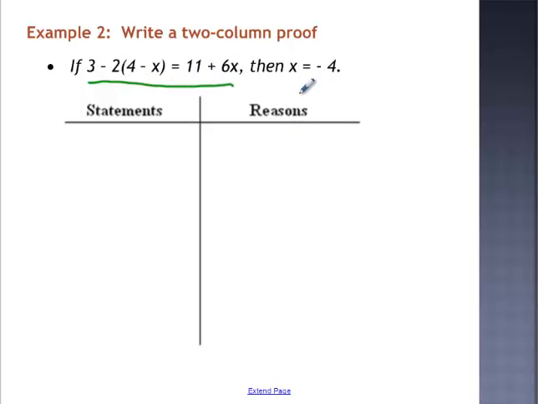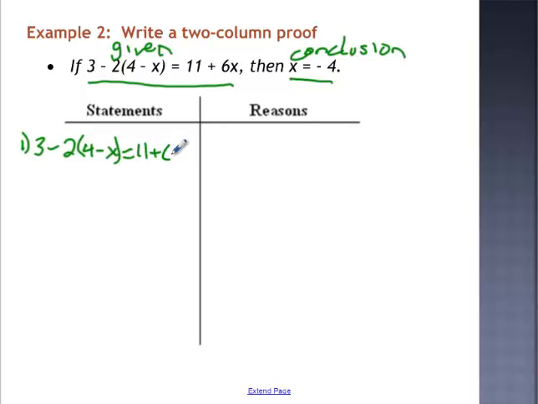If this, then this. Here's your given. Here's your conclusion. So you always start with your given. And your first reason is always because it was given to you.